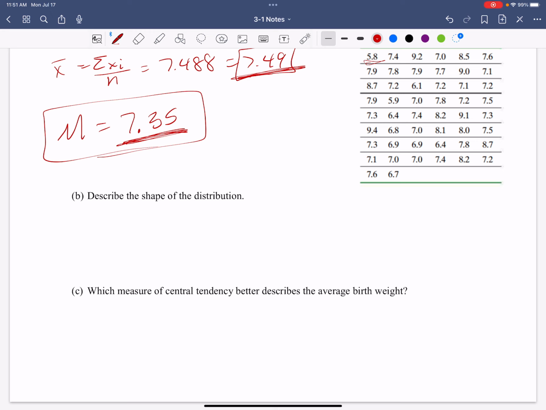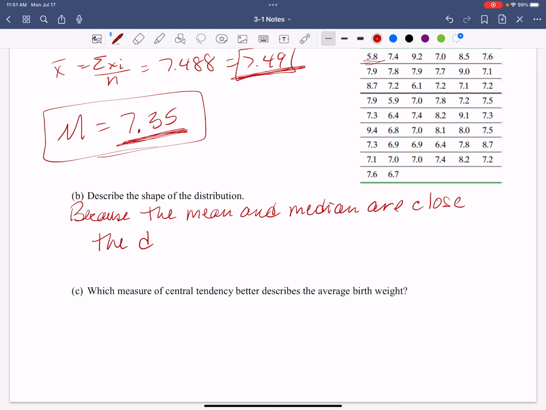Good. Because the mean and the median are close. Oops, I forgot my L. Let me go back. Close. The distribution is symmetric.